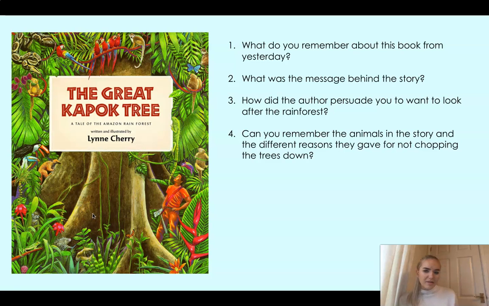Now, can you remember some of the animals? That's right, there were lots of different animals. There were the macaw, the boa snake, the toucan, there were monkeys, there were butterflies, there was porcupines, there were frogs. Fantastic. And the main message behind the story, do you remember the main message? Absolutely, that humans need to preserve the rainforest. They mustn't cut down the trees because we are actually damaging the rainforest more by doing that, aren't we?